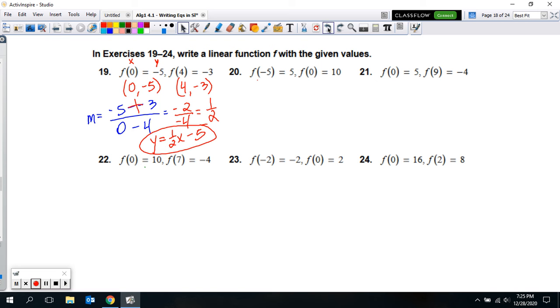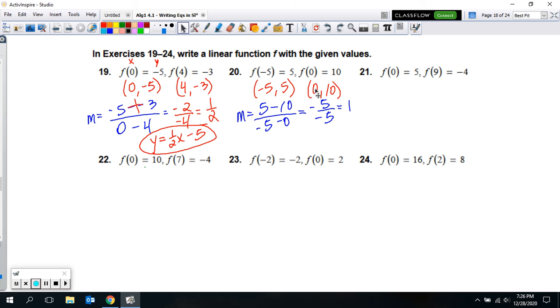Now at 20, we can see it's going to be -5 for x, +5 for y, 0, 10 on the other one, and then we just do the same thing for the other one. And so that's going to be slope first. So if we start off with 5 minus 10 on top, and then the bottom is -5 minus 0, and 5 minus 10 is -5, and -5 is also going to be on the bottom. So -5 over -5 will be +1.